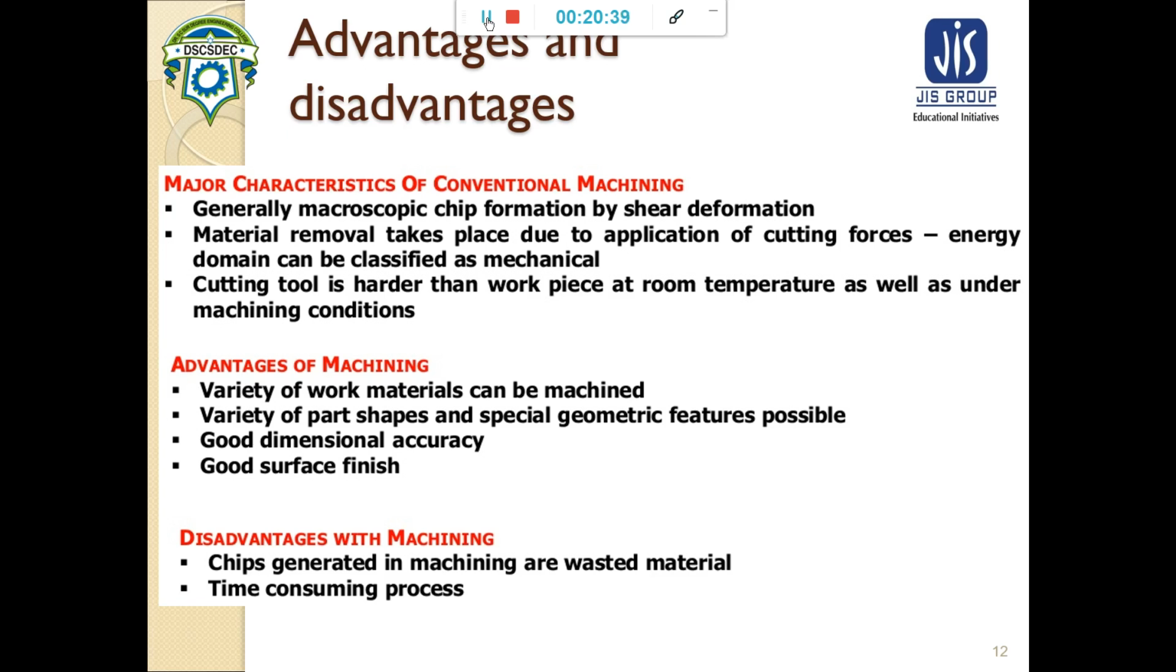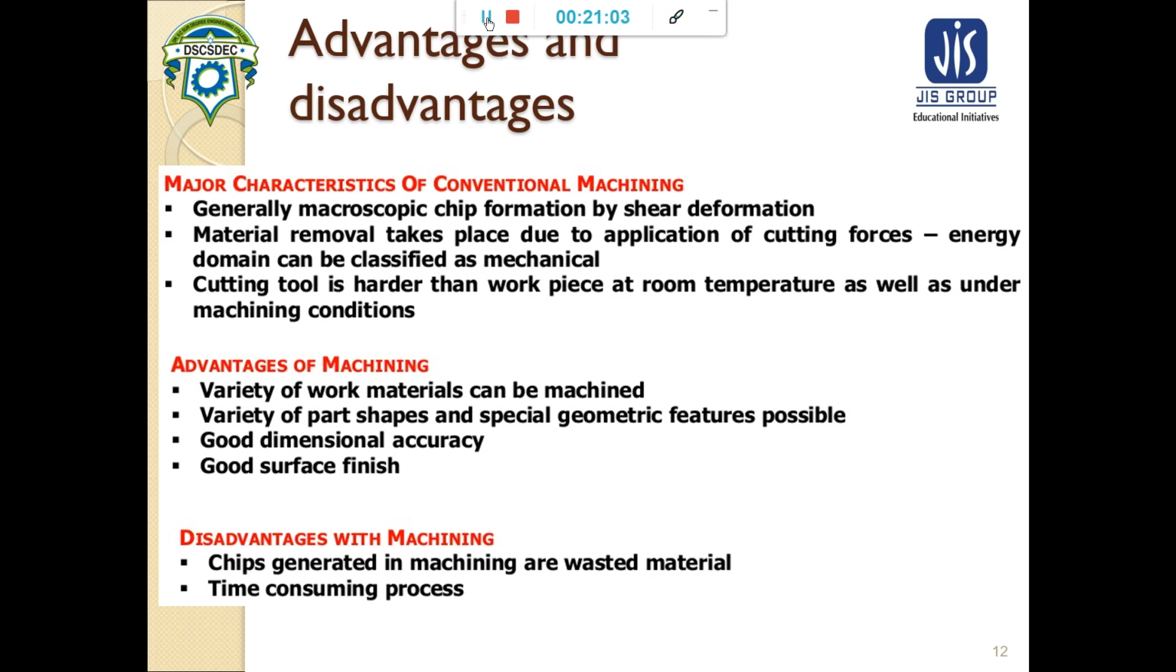So what are the advantages of machining? The advantages of machining are: a variety of work materials can be machined, a variety of part shapes and special geometrical features is possible, good dimensional accuracy can be achieved, and good surface finish can be achieved. These are the advantages of machining process.